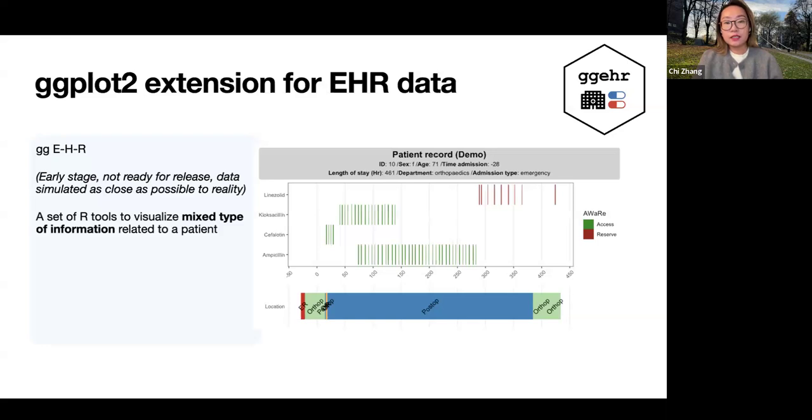This is essentially a set of R tools to visualize mixed types of information related to one patient. For example, on the right, you can see the static information: patient ID 10, a female of a certain age, when she was admitted and how long she stayed, which department and what kind of admission. You can also see the temporal events plotted over time, the kind of antibiotics used, and where she was at the time of each use.